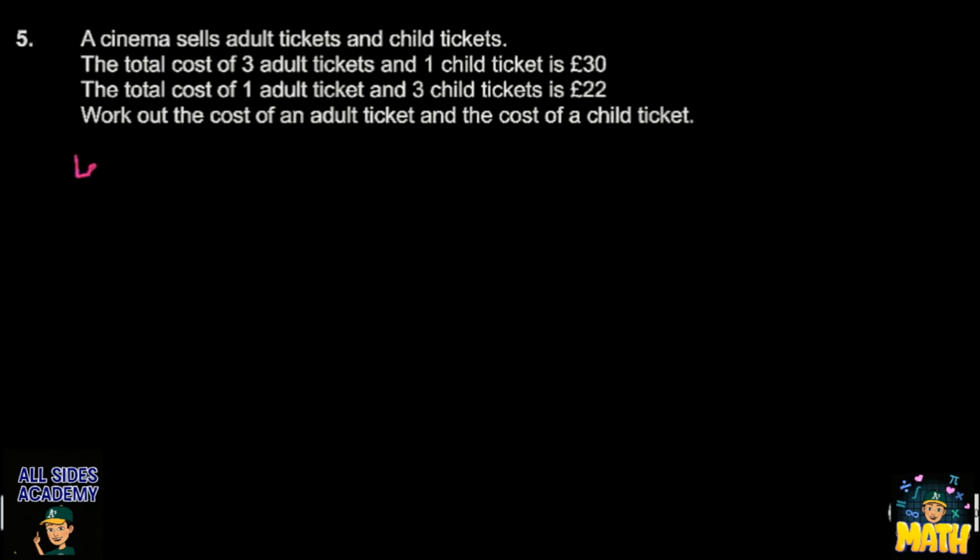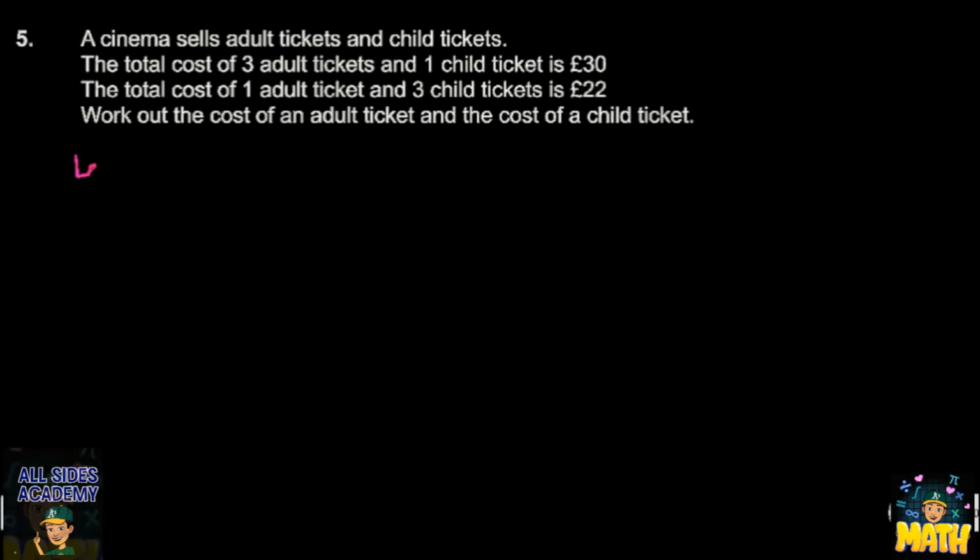A cinema sells adult tickets and child tickets. The total cost of 3 adult tickets and 1 child ticket is £30. The total cost of 1 adult ticket and 3 child tickets is £22. Work out the cost of an adult ticket and the cost of a child ticket.